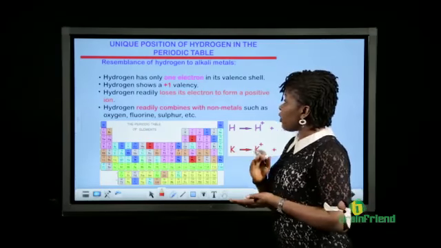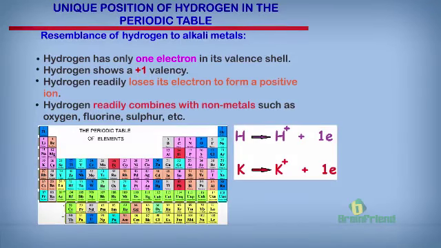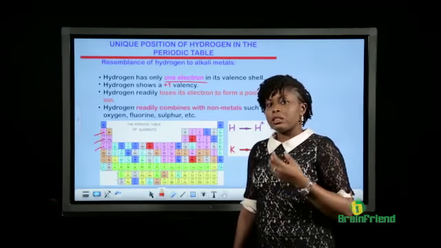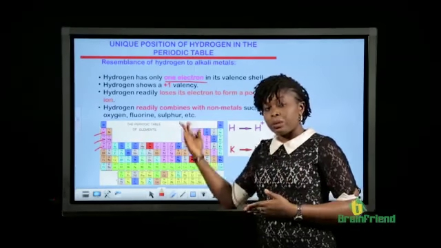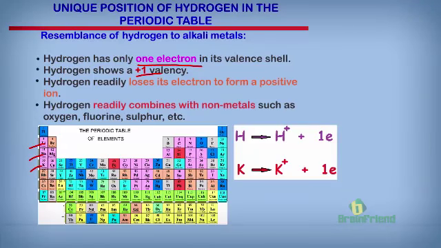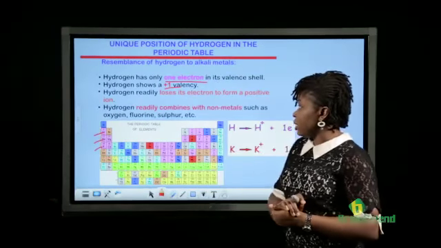We'll be looking at the resemblance of hydrogen to alkali metals and to halogens. Resemblance of hydrogen to alkali metals. 1. Hydrogen has only one electron in its valence shell, just as alkali metals. Lithium has just one electron in its valence shell, so does sodium, potassium, and other alkali metals. It shows a +1 valency. Of course, it gives out this one electron that it possesses in its valence shell to another atom for it to become a hydrogen ion, possessing a +1 valency. And that is also what happens to alkali metals.